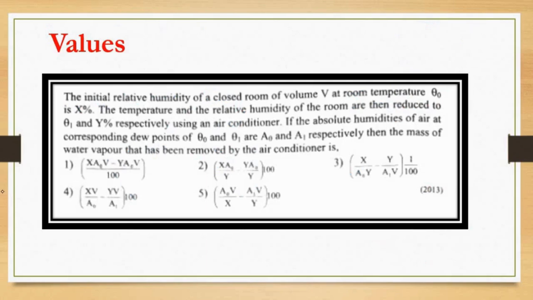x a naught v minus y a1 v, divided by 100. It's the first answer, right? This is the answer now. So remember, we'll be getting questions like this from numerical values. Also we'll be getting other questions. These are the 3 question types.